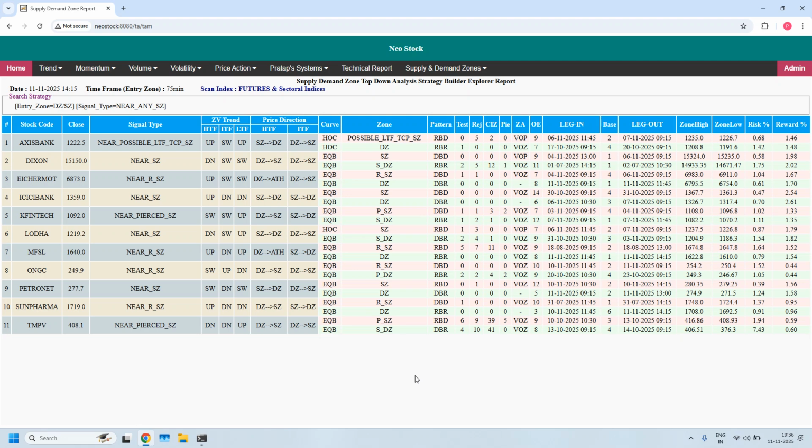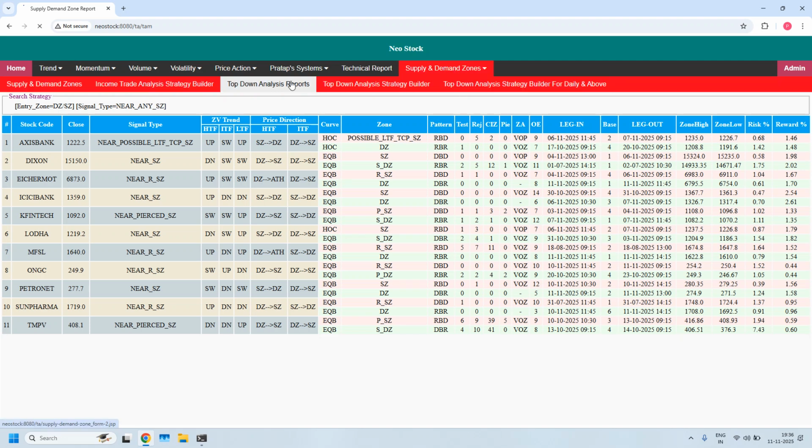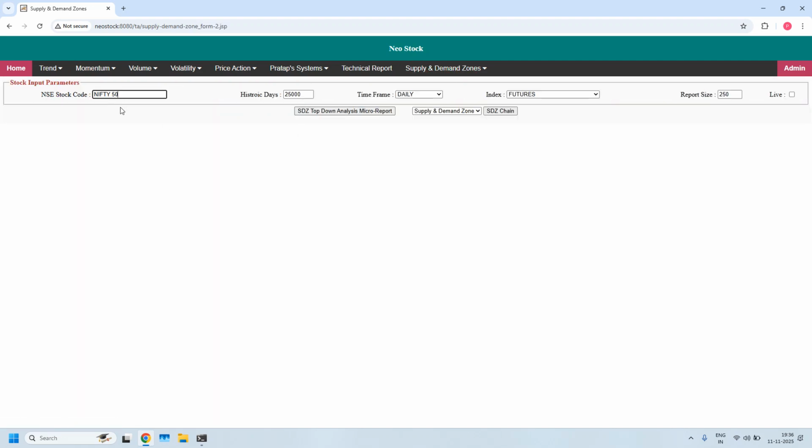So this is about stocks near daily and 75 minutes demand and supply zones. So next I will generate NIFTY and BANKNIFTY supply demand zone chain reports. Starting with the NIFTY monthly supply demand zone chain.